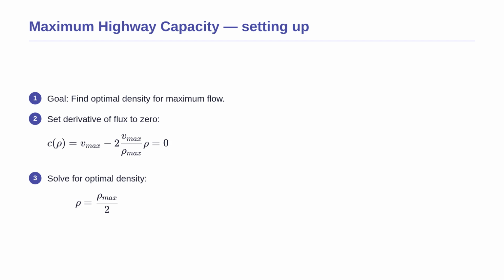By solving this algebraic equation for density, we arrive at a very elegant result. The maximum flow always occurs when the density is exactly half of the absolute jam density. This tells engineers that a road is most efficient when it is exactly half full.